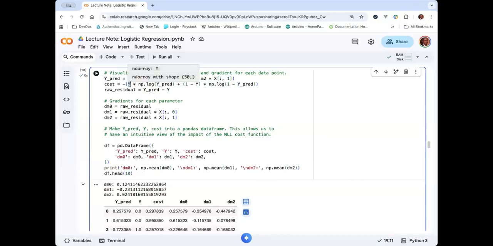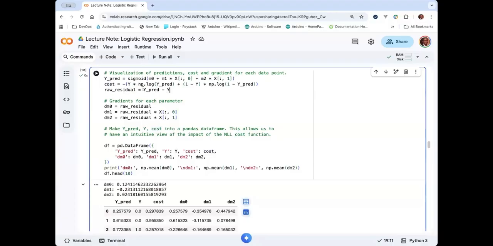So I don't need to go through a loop of y superscripts, right? I take all the y's and multiply by log of the predicted y. Then I add that to 1 minus y multiplied by log of 1 minus predicted y. So this gives me the cost for each of the data points.